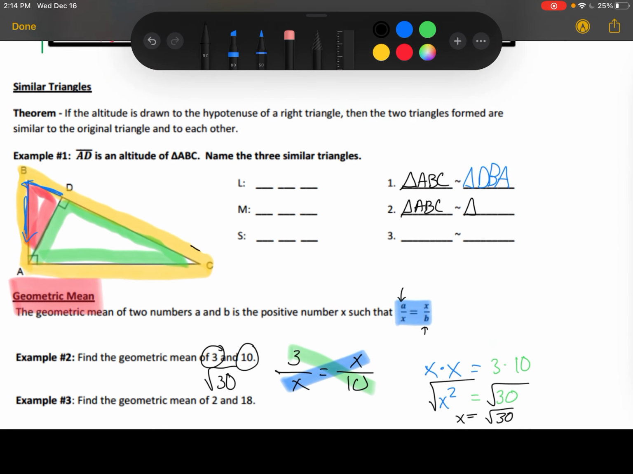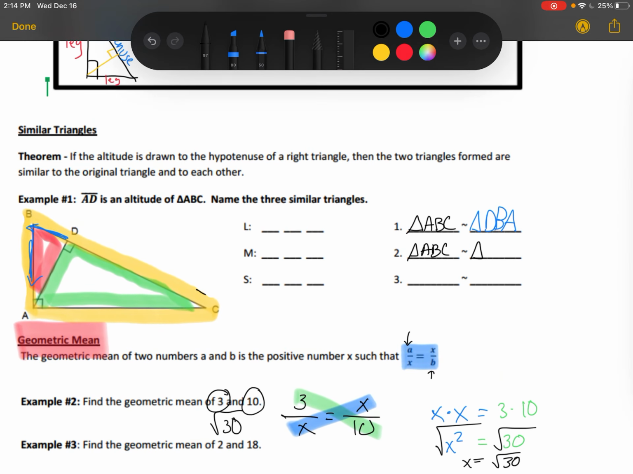And then we can keep doing that for the second one. Again, you want to set up a similar proportion, and then go through and solve. And it's even okay to write this as a decimal here. So if we had, for example, the square root of 30, we could punch that into our calculator and get an answer of 5.4. Actually, we should round that up to 5.5.